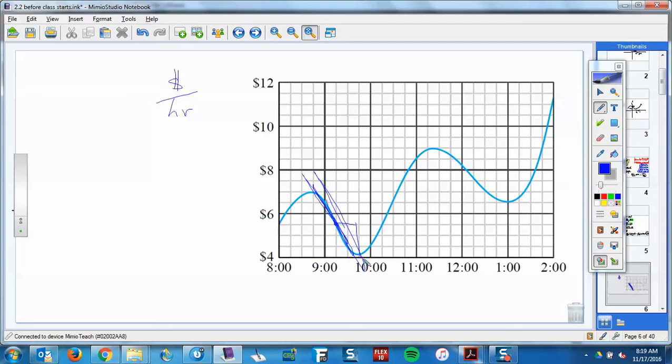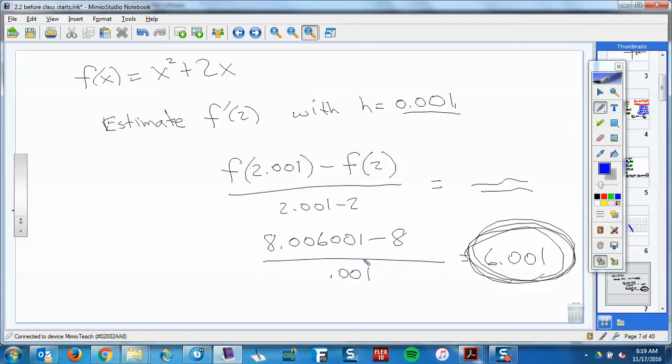So sometimes we still have to just do what we learned before. We just draw a tangent line and we estimate the slope. That's it, okay? Especially when the problem said estimate, okay?